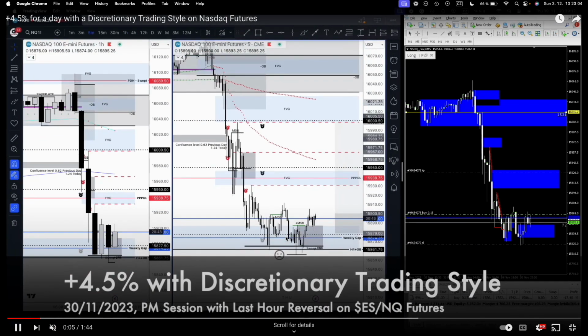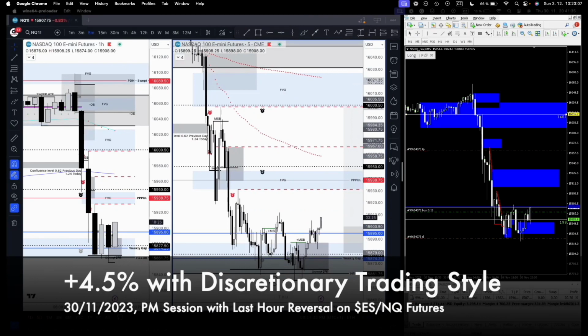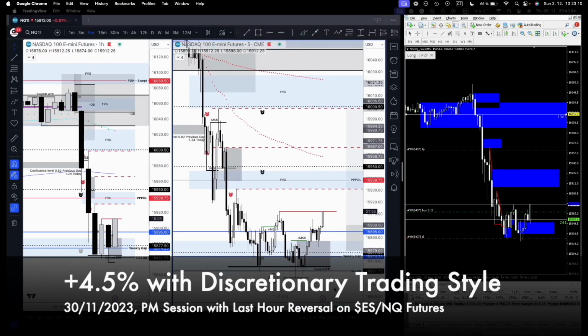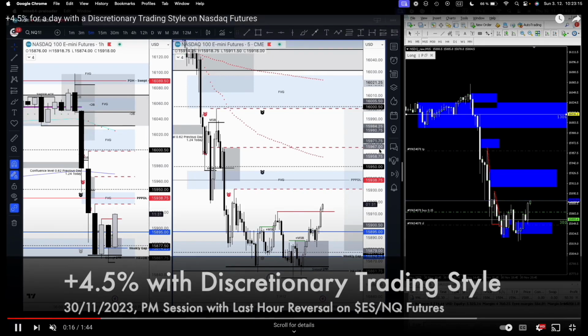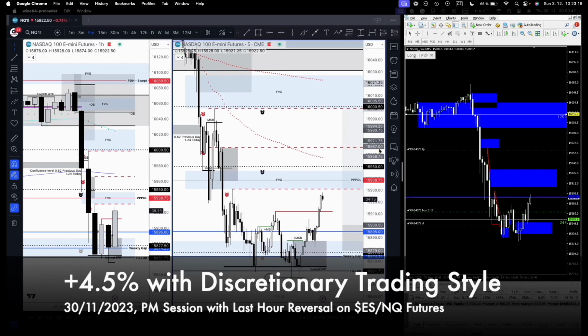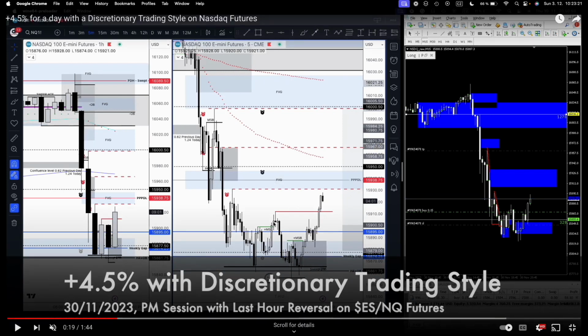So yeah, what time was it? I think it was 7:30, 7:45, once the big players came into the PM session again. And you can see how the price really swept this level and made a market structure break. I really like how the price closed really strong above this level. I like it.